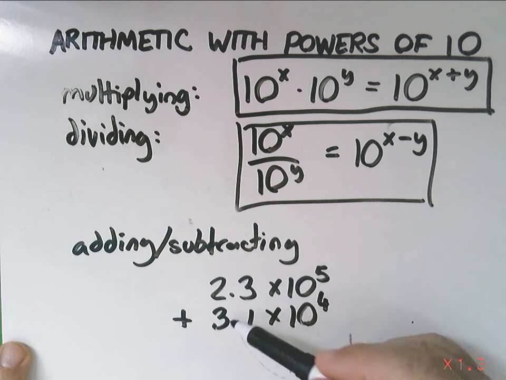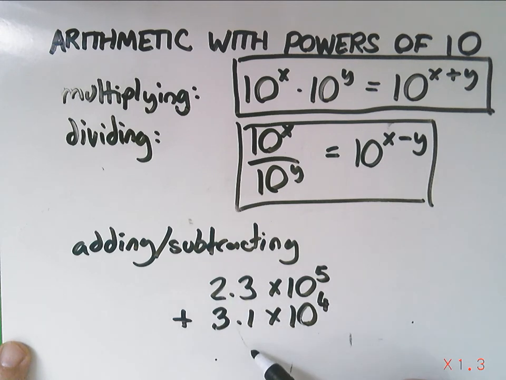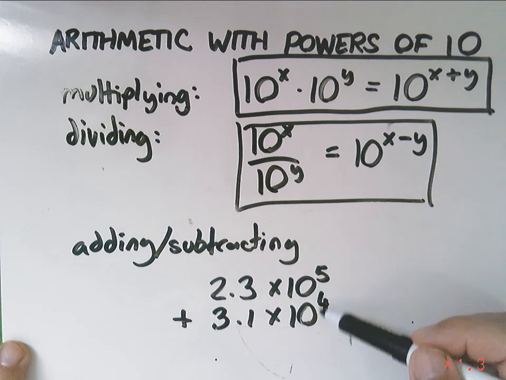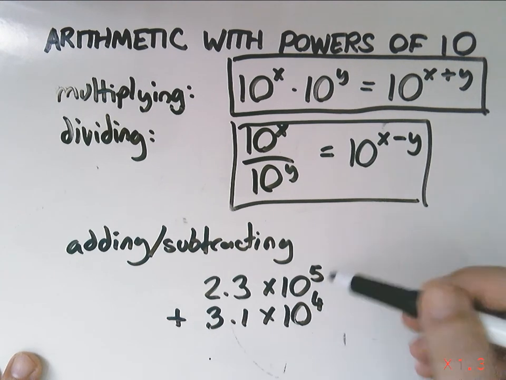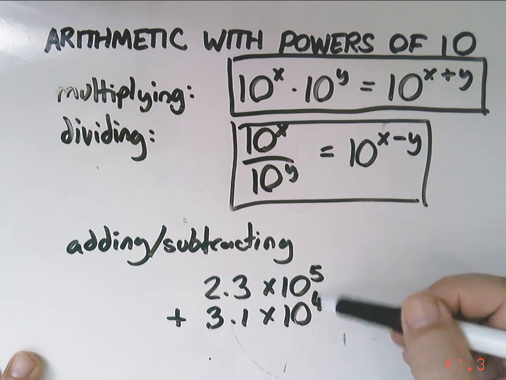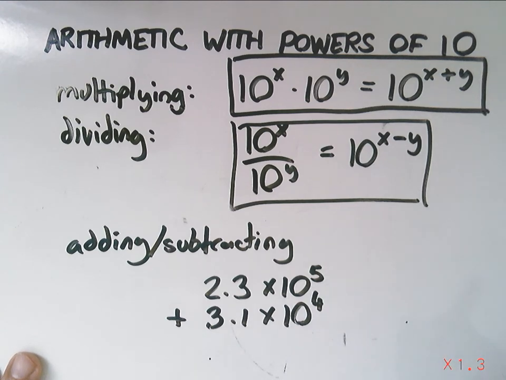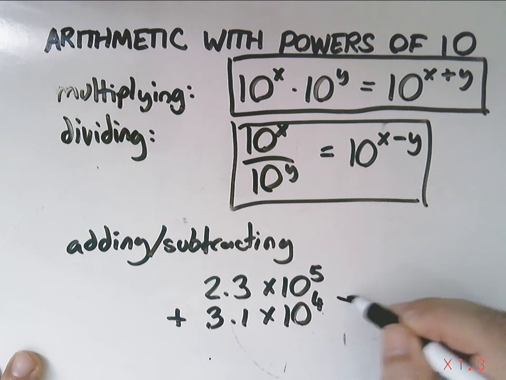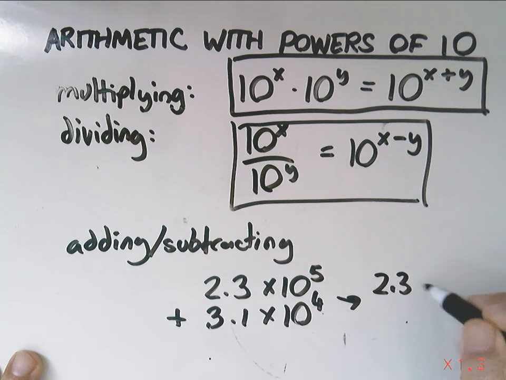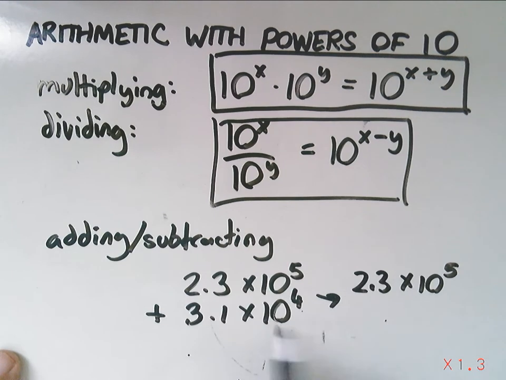Now, I can't just say, well, this is a 5.4 over here, right? Because the powers of 10 are different. Before I can add them, I've got to put them onto the same footing, the same size. I have got to change the powers of 10 so that they're both the same. How about I change this one so it's a 10 to the 5? So I'm going to keep this one 10 to the 5, and I'm going to change this one to something times 10 to the 5.